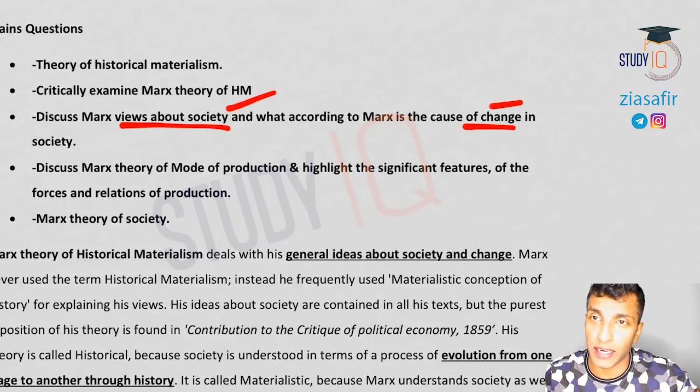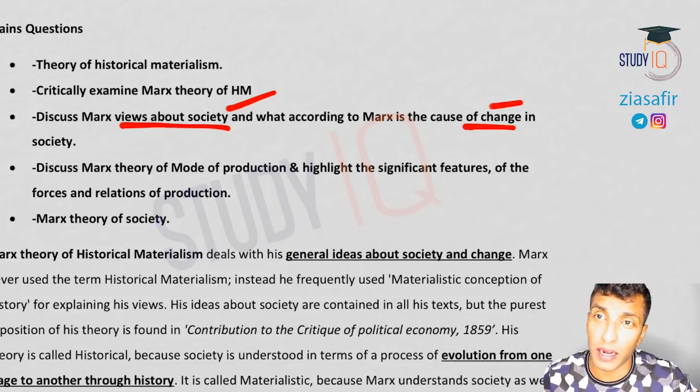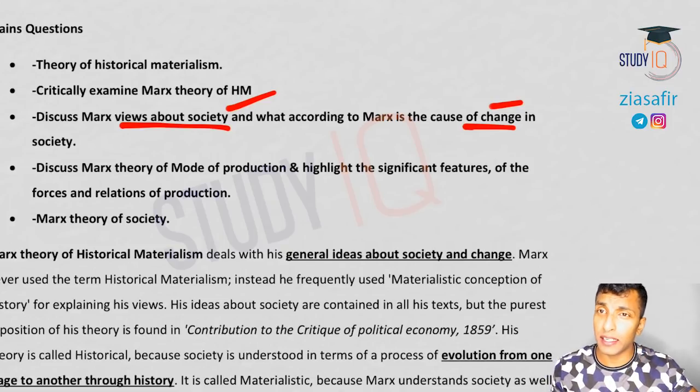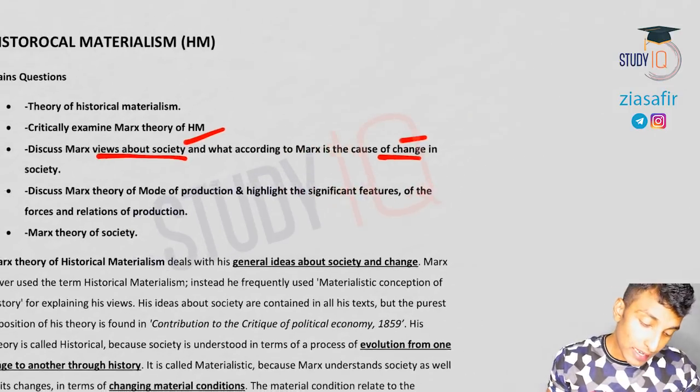Mode of production means society. I have told you yesterday, mode of production or society or social formation, these are the different words used by Marx to explain society. Marx's theory of society, again the same. So let's get started with this.